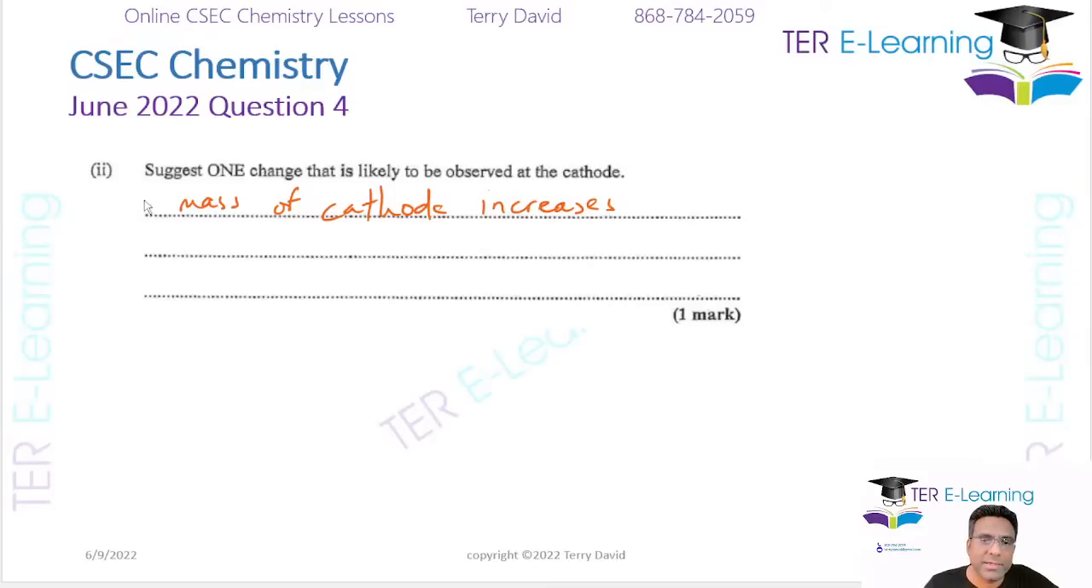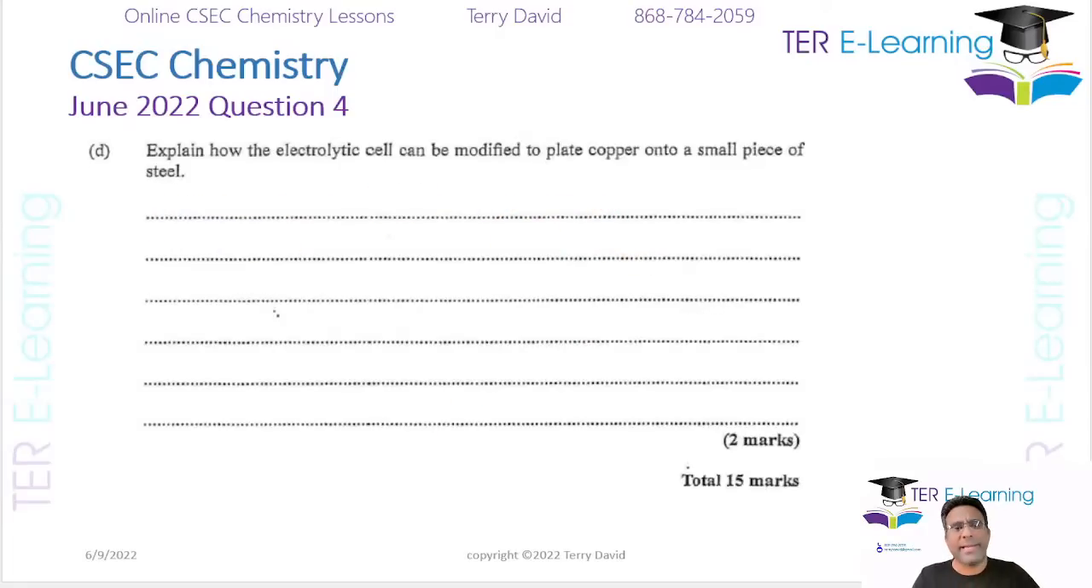The other answer could be, you could say the cathode is coated with copper. Right? So you can say that there. That's fine. Next part now.